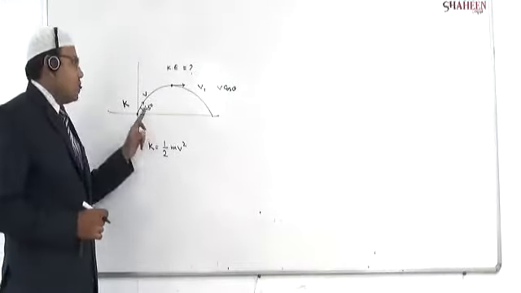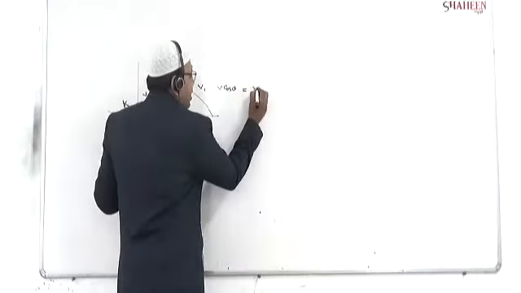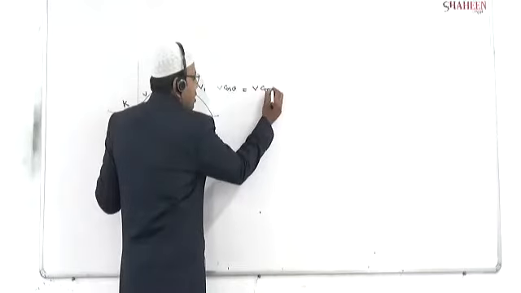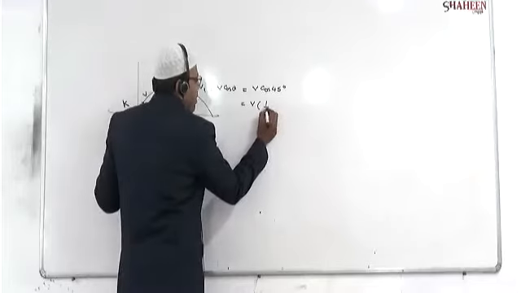So v cos theta, and this angle is 45 degree. So at the highest point I'll calculate the velocity as v cos 45. What is v cos 45? Cos 45 is 1 by root 2.